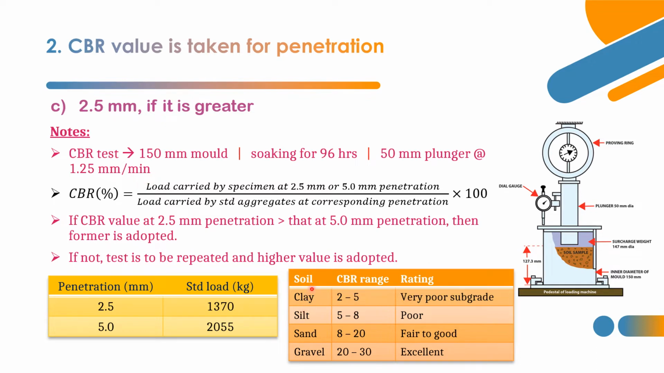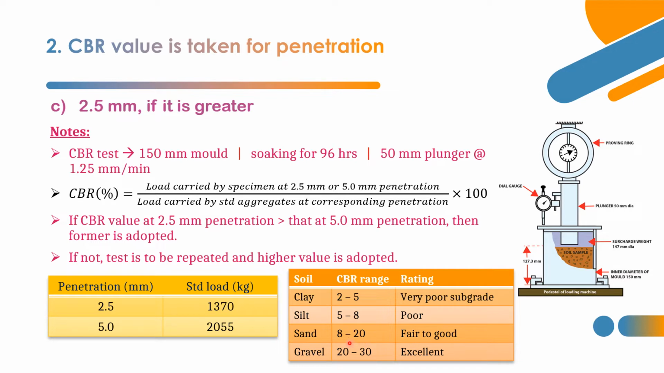And we can classify the soil according to the CBR value that we have obtained. In case the CBR value obtained is falling in this range 2 to 5% for a clay soil, then we can rate that subgrade as a very poor subgrade. That means we have to follow some reinforcement techniques like geogrid reinforcement in order to make sure that vehicle load is transmitted smoothly. And if the CBR range is 5 to 8, and that will be in case of silty soil, then that subgrade will be classified as poor one.